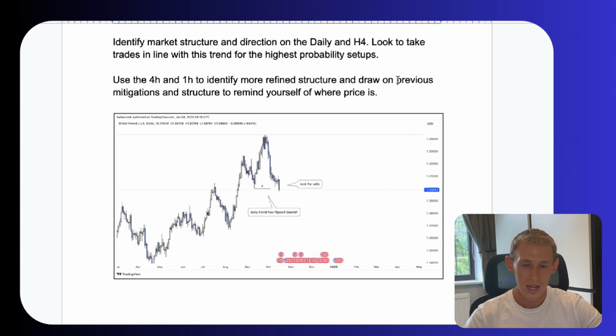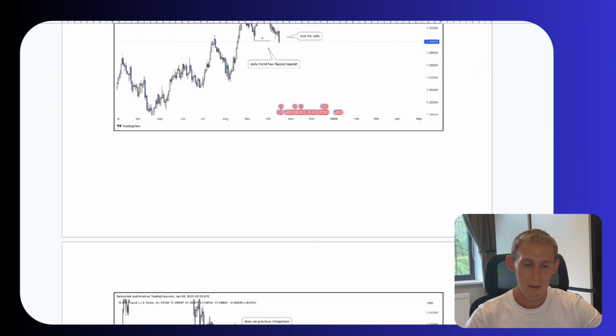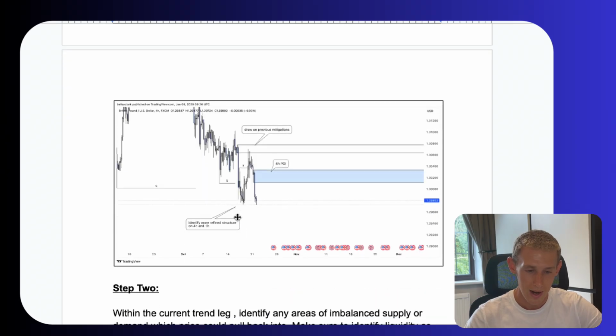And what I've also said here is that I'm drawing on previous mitigations. And what I simply mean by that is, if we scroll down a little bit, right, so first of all, after we've marked on the structure, we can see that price has retraced back up, reacted from this area of supply, and then pushed away. By a previous mitigation, all I very simply mean is that price has reacted from this area and pushed away from it. That's essentially it. So a previous mitigation is just when price has reacted from an area of supply or demand in the past.